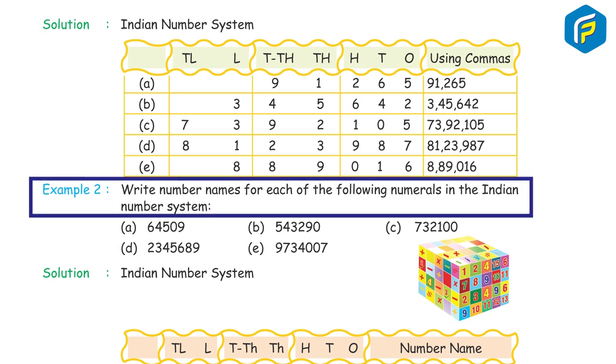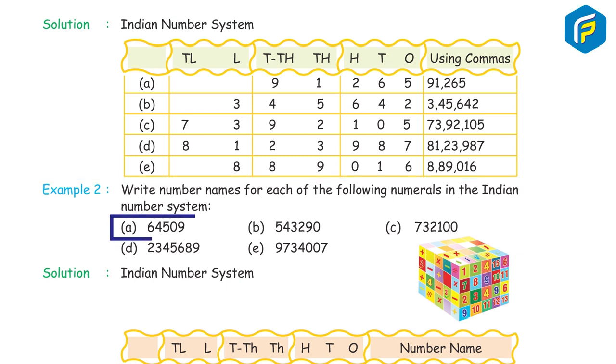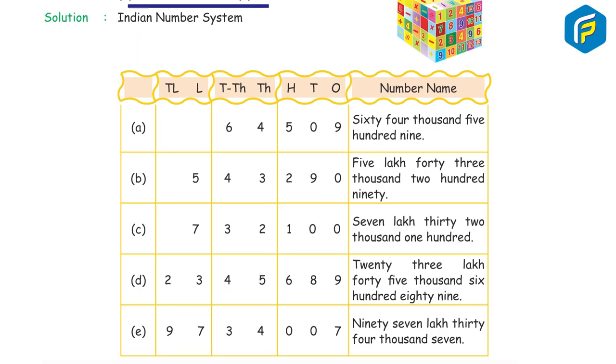Example 2. Write number names for each of the following numerals in the Indian number system. A. 64,509. B. 5,43,290. C. 7,32,100. D. 23,45,689. E. 97,34,007. Solution. Indian number system.